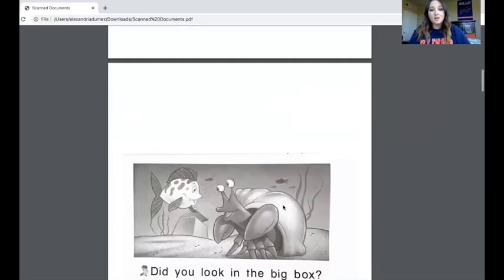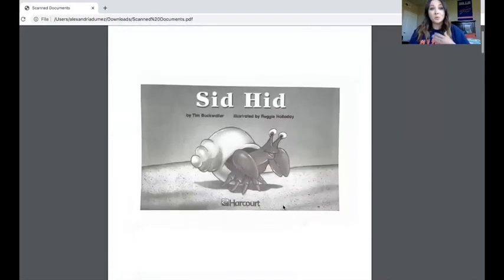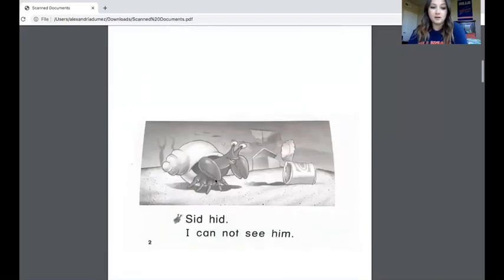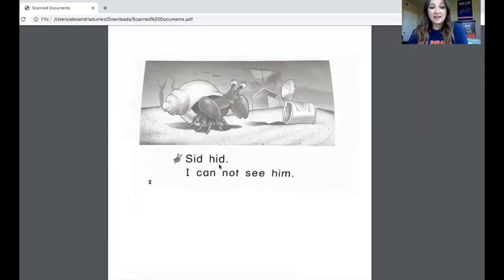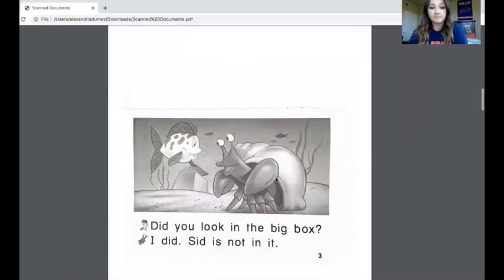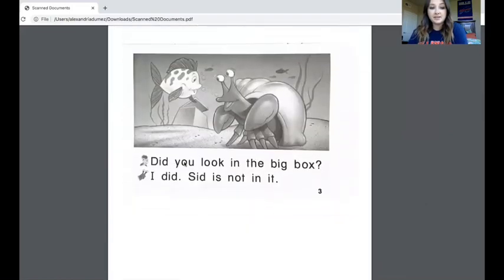Let's go ahead and go all the way back to the top, and then we will read it together. So I'm going to read it and point to the words, but I want you to be reading with me. Sid hid. Sid hid. I cannot see him. Did you look in the big box? I did. Sid is not in it.